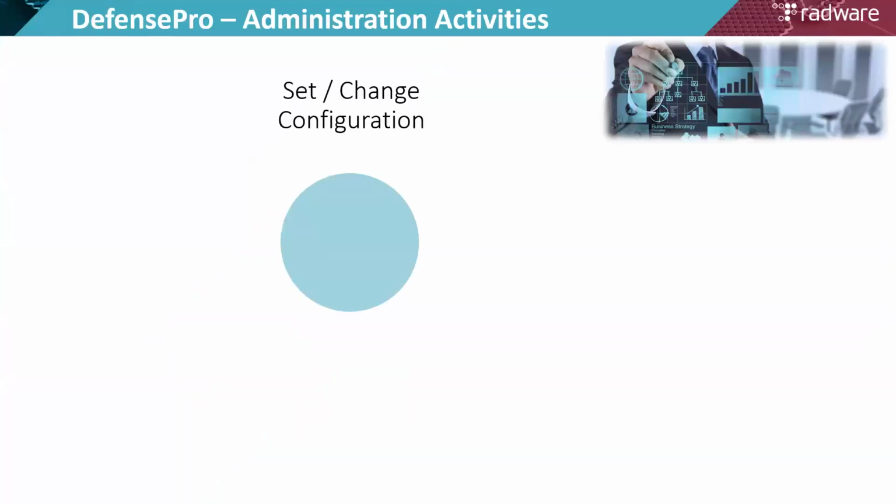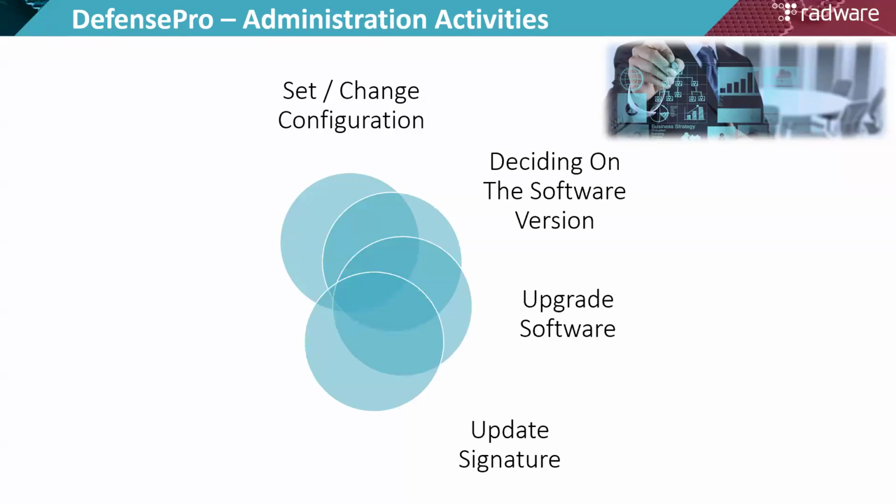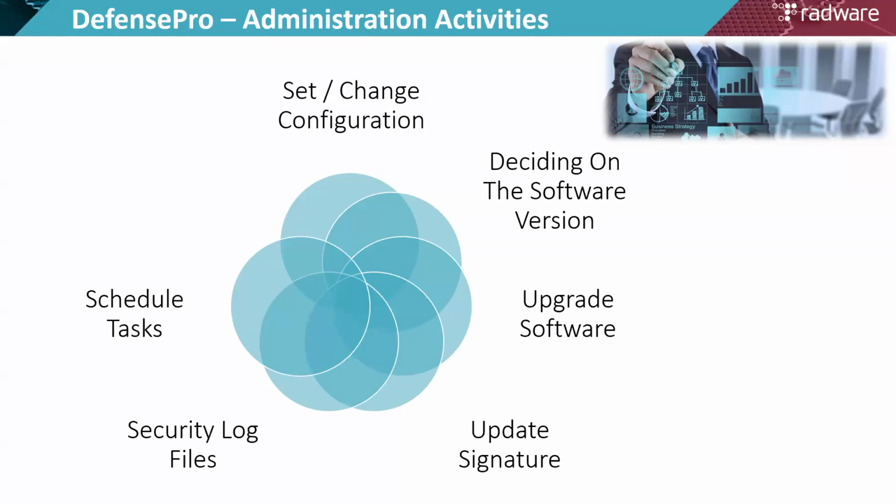So changing configurations, taking configuration backups, restoring configuration backups, deciding which software version we need to upgrade, and updating signature files. Signatures can be scheduled to be updated onto a particular device, and so can taking backups. You do not have to do it at the very same instant.